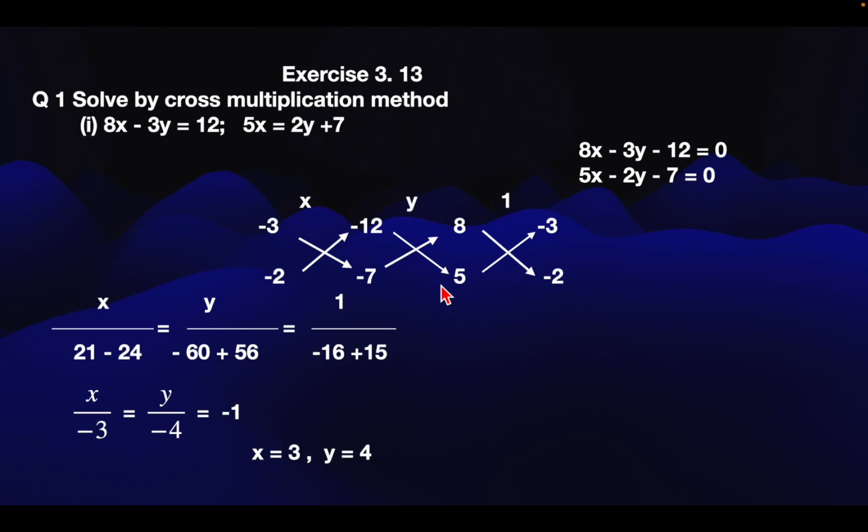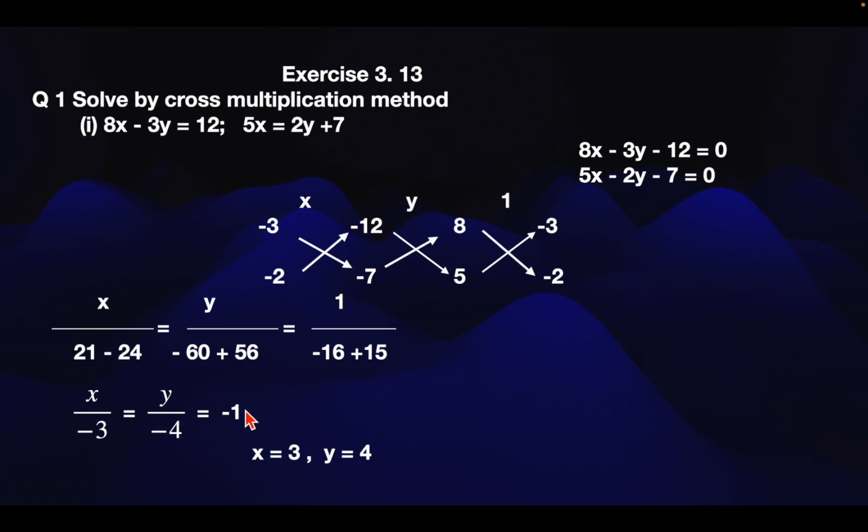Minus 12 into 5 minus, then minus 7 into 8. So here it is. When you simplify, you get like this. Again, the next will be equal to 1 upon 8 into minus 2 minus 5 into minus 3. Simplify, you will get this. Okay, next again, further simplification, you will get like this. Then x is equal to minus 1 into minus 3, that is 3. And y is equal to minus 1 into minus 4, that is 4. So this is the answer.